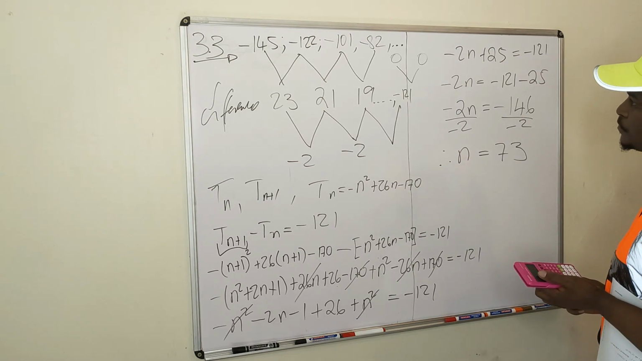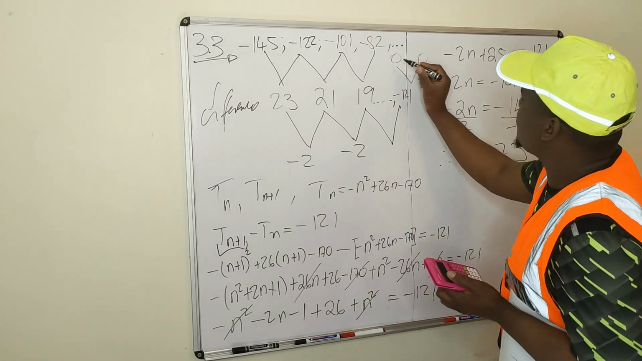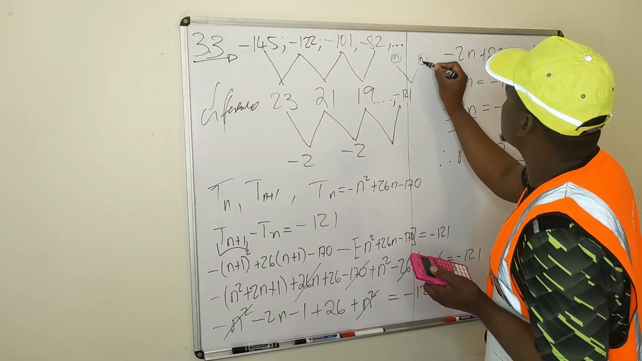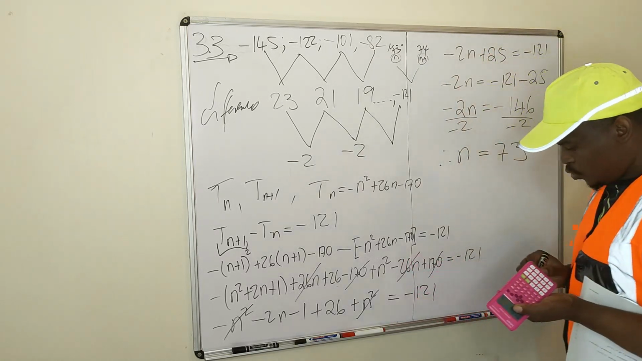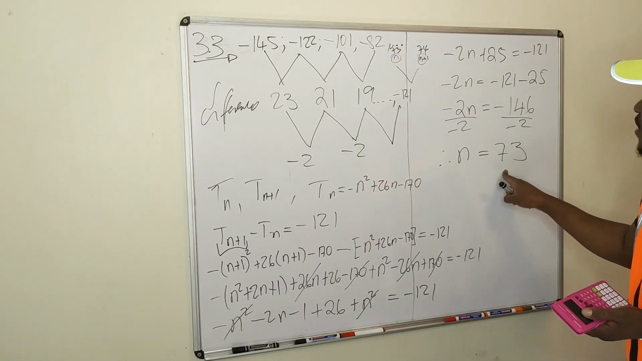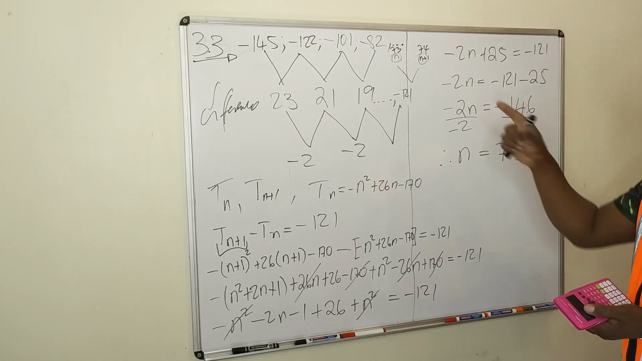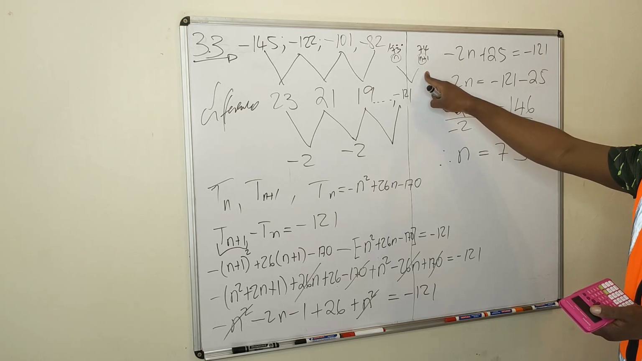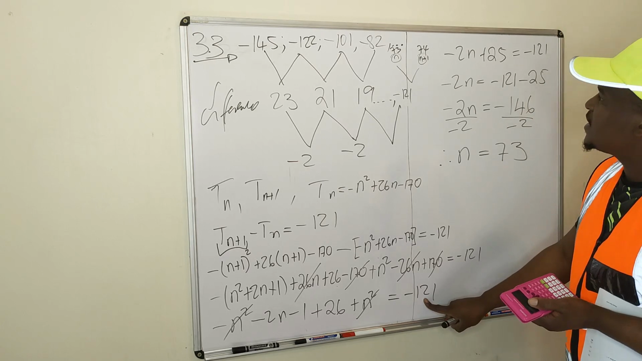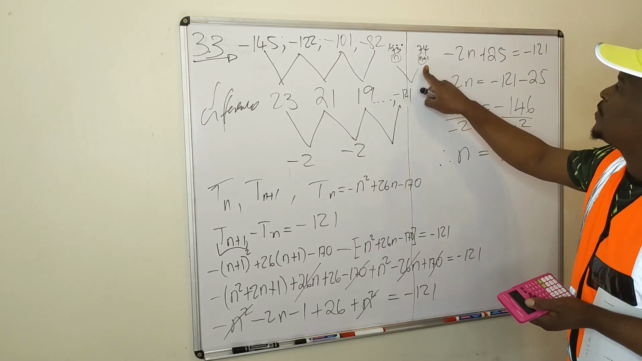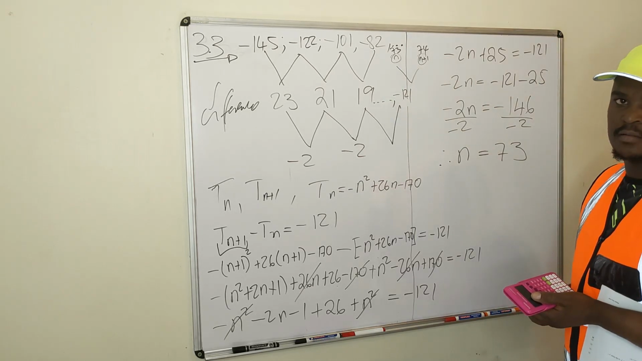So now n is equal to 74, right? So the term here is n, and this one was n plus 1. So if this one is 74, this one should be 75. So we'll get the difference of minus 121 between term 74 and term 75.